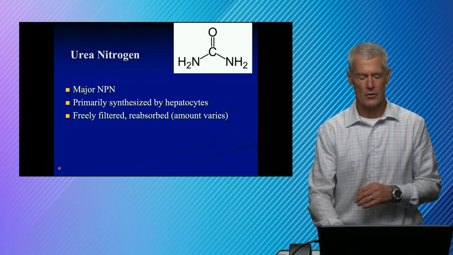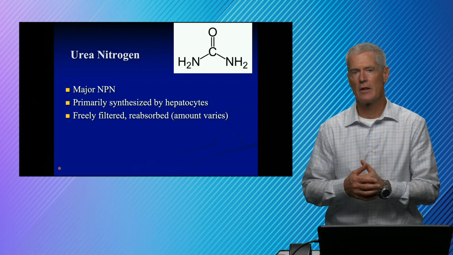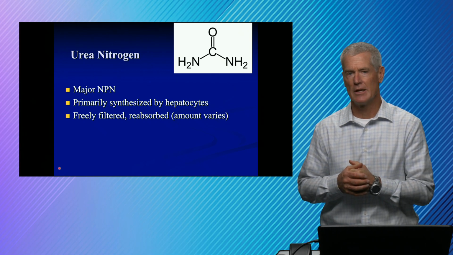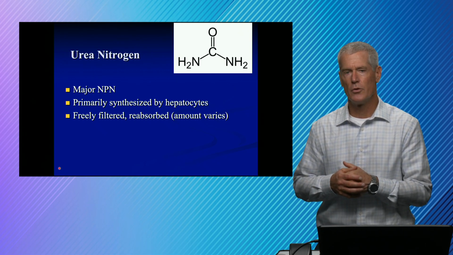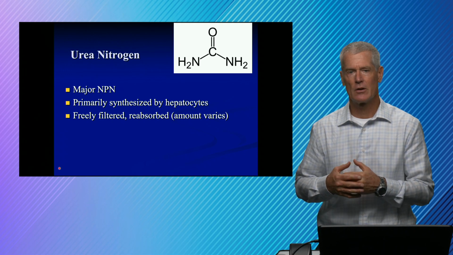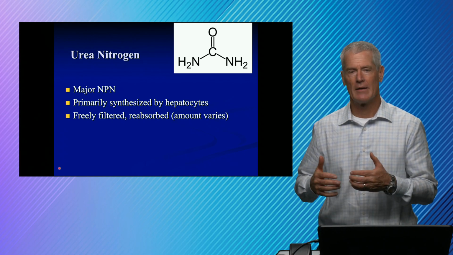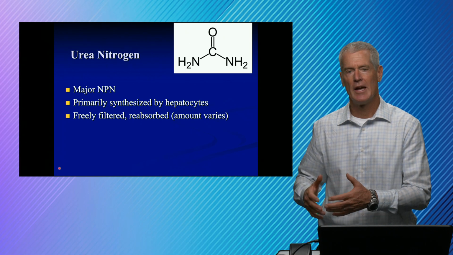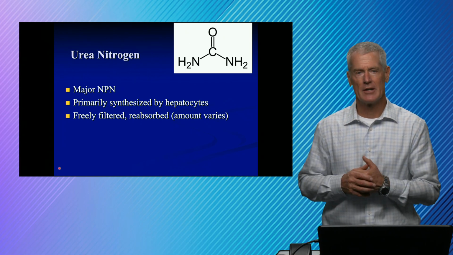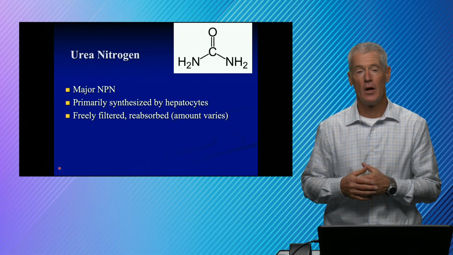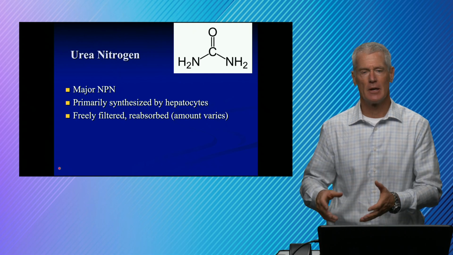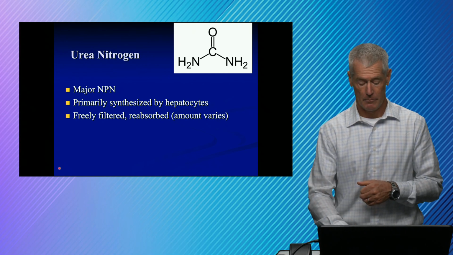So it's freely filtered, it's reabsorbed, and really the thing to think about on this reabsorption is it depends on flow through the tubules. If you have decreased renal blood flow, you're going to have decreased flow through the tubules, and you're going to reabsorb urea nitrogen. And that's what we would call pre-renal azotemia, because your urea nitrogen goes up because of the reabsorption.